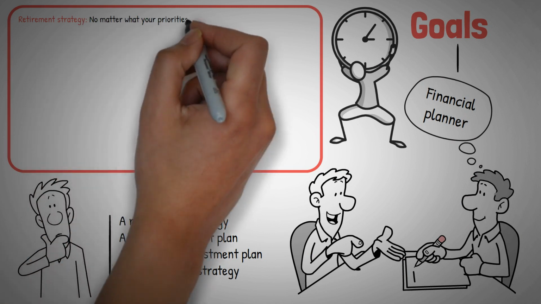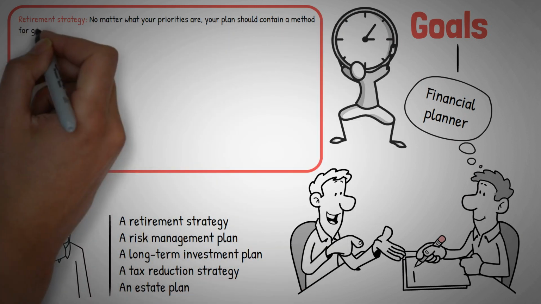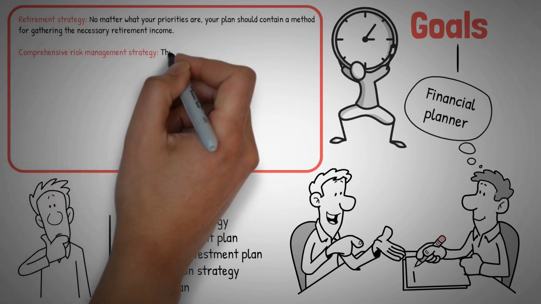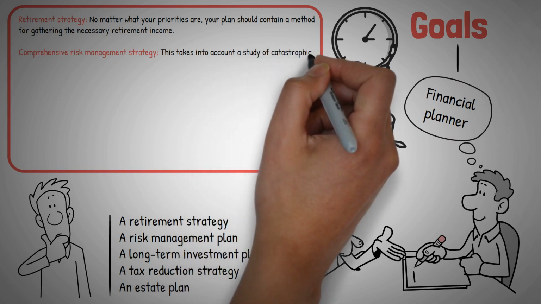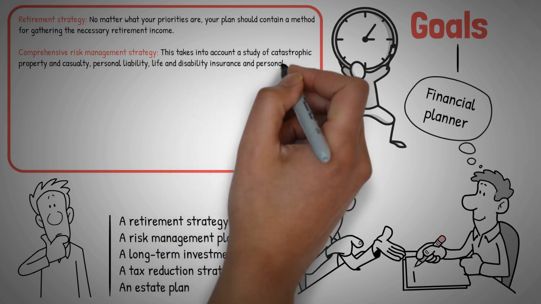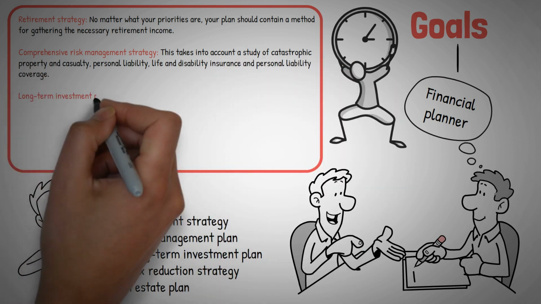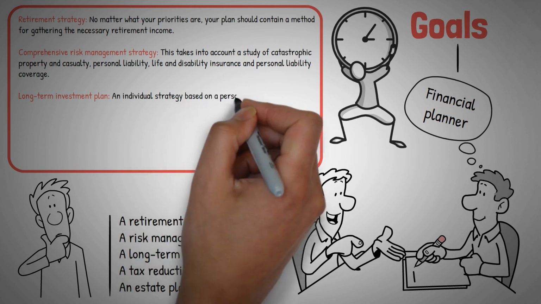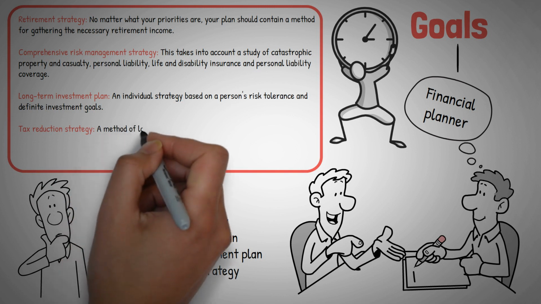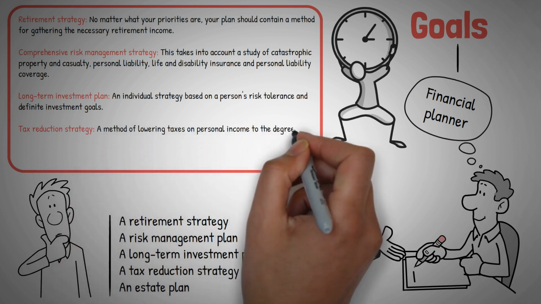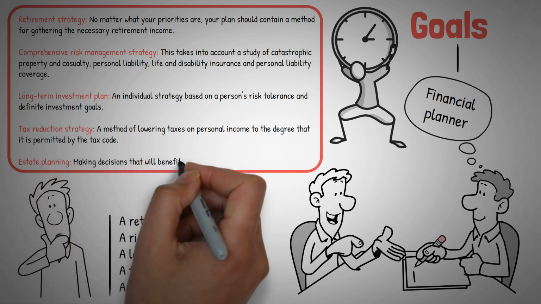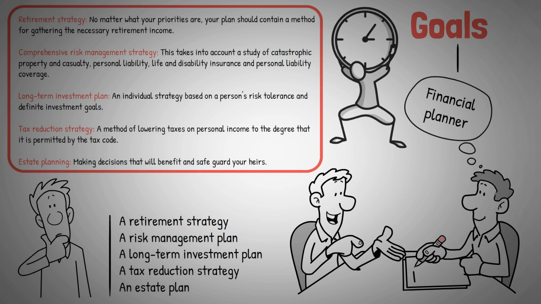Retirement strategy. No matter what your priorities are, your plan should contain a method for gathering the necessary retirement income. Comprehensive risk management strategy. This takes into account a study of catastrophic property and casualty, personal liability, life and disability insurance, and personal liability coverage. Long-term investment plan. An individual strategy based on a person's risk tolerance and definite investment goals. Tax reduction strategy. A method of lowering taxes on personal income to the degree that it is permitted by the tax code. Estate planning. Making decisions that will benefit and safeguard your heirs.